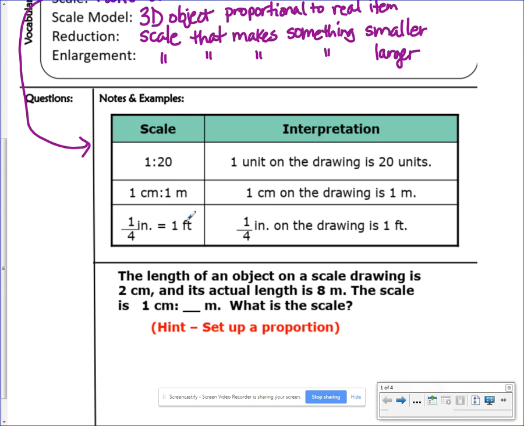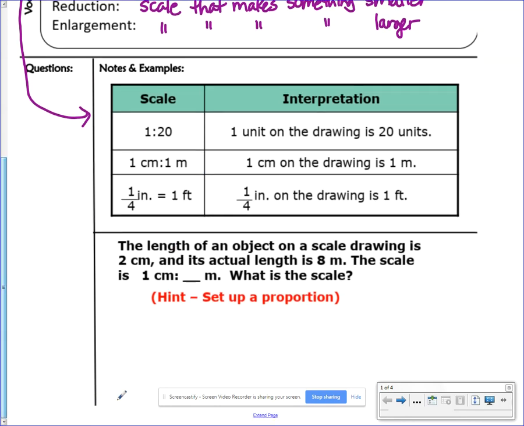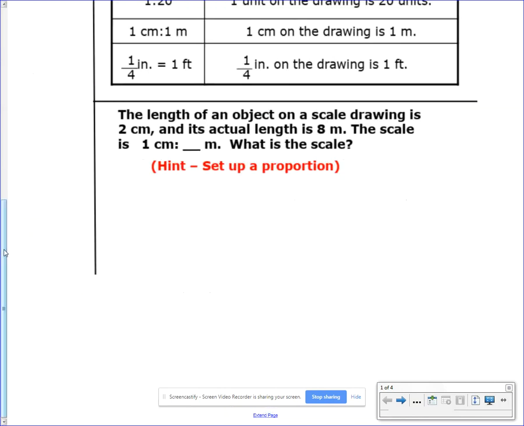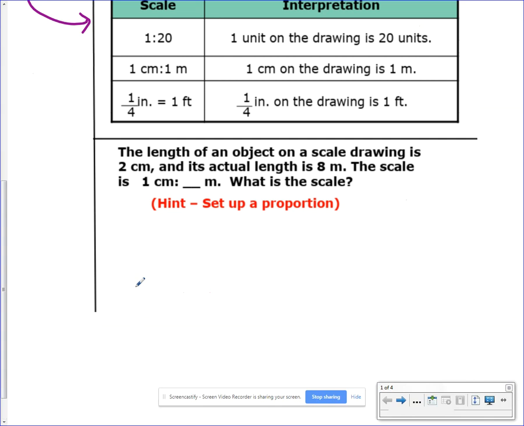Also, this one, inches and feet, since we live in America, of course, we can't use the metric system here. No, no, no. So this comes in handy, and you can set up a proportion every single time. The length of an object on a scale drawing is 2 centimeters. So we've got some sort of object here, and it's 2 centimeters. And the actual length of the real thing would be 8 meters. So the scale looks like this. 2 centimeters on the drawing represents real 8 meters.